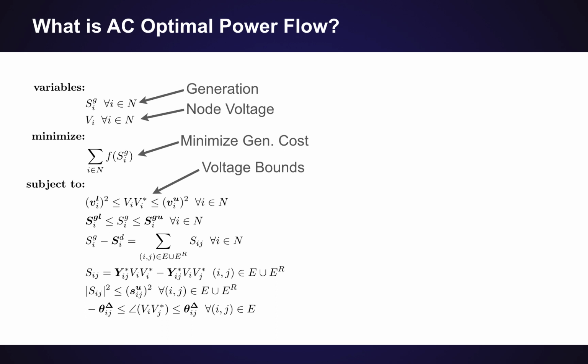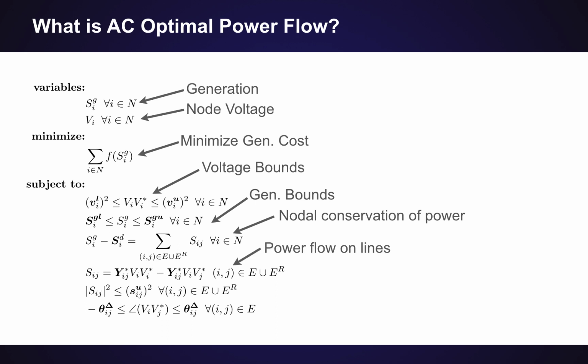limits, and note here that this constraint is formulated in terms of the absolute square of the voltages on bus i, which means that we have also squared the voltage limits. We have generator bounds that are describing the upper and lower bounds on active and reactive power generation at each generator. We have nodal power balance constraints that describe the conservation of power at each node in the system. We have the power flow on the lines, which are describing how much power is flowing from a certain node into the line.